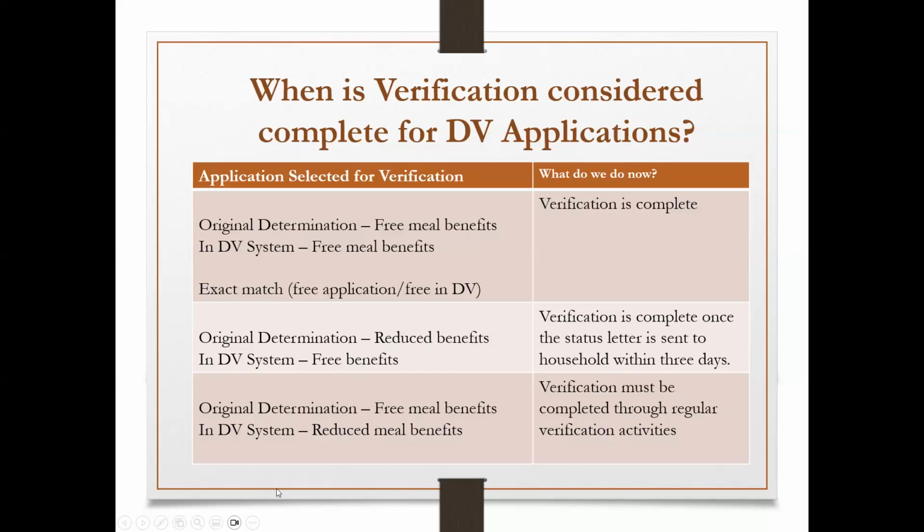Now, let's say that the original determination on the application was reduced benefits, but when you go into the DV system, they qualify for free benefits, then verification is considered complete once you send the letter to the household letting them know that their benefits are going to be increased. And lastly, if the original determination is free, but when you look in the DV system, it's reduced, then verification is going to be completed once you go through the verification activities.